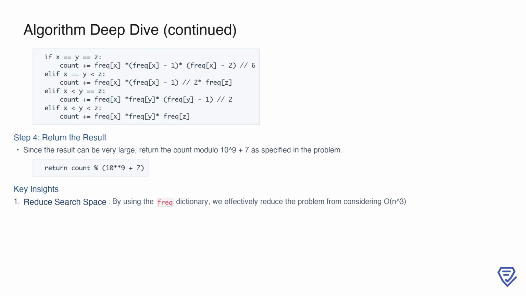After processing all combinations, we return the total count, modulo 10^9 + 7, as required by the problem constraints. This ensures that our result stays within the specified limits, even when the input array is large or contains numbers with high frequencies.